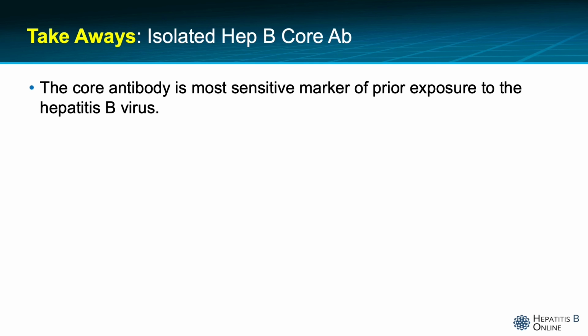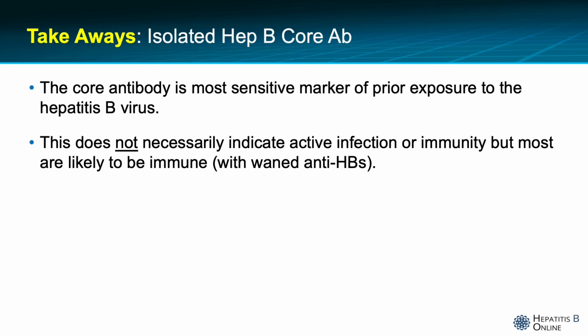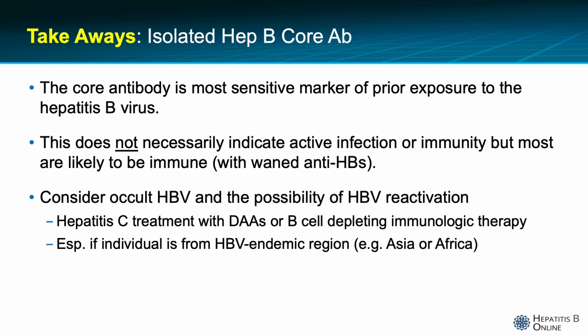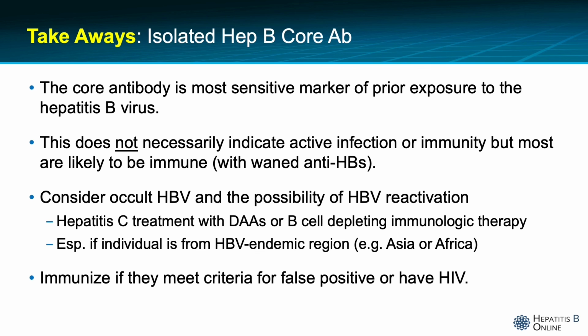So in summary, the core antibody is the most sensitive marker of prior exposure to the virus. It does not necessarily indicate active infection or immunity, but most of these individuals are likely to be immune with waned surface antibody levels. We have to consider occult hepatitis B and the possibility of HBV reactivation with hepatitis C treatment with DAAs or with B-cell depleting immunologic therapy. This is particularly the case if the individual is from an HBV endemic region. And then finally, immunize if they meet criteria for false positive core antibody or if they have HIV.